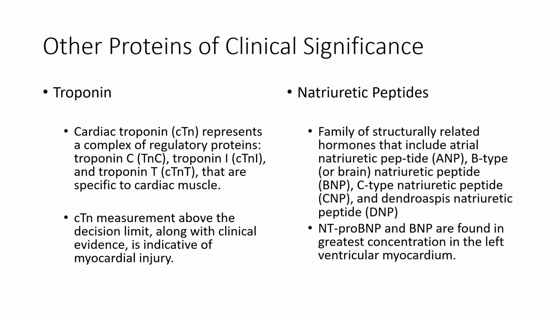Natriuretic peptides are a family of structurally related hormones that include atrial natriuretic peptide, ANP, B-type or brain-type natriuretic peptide, C-type natriuretic peptide, and dendroaspis natriuretic peptide. NT-proBNP and BNP are found in greatest concentration in left ventricular myocardium.